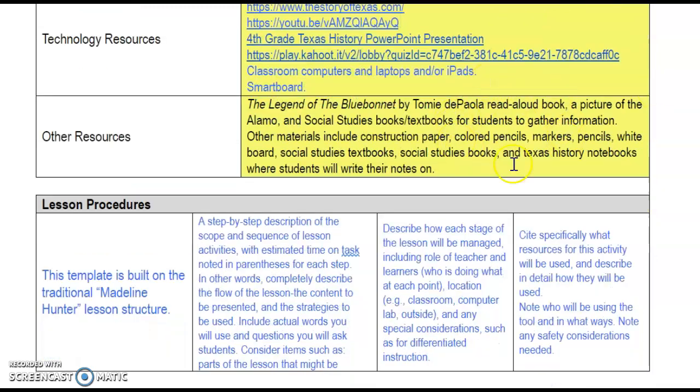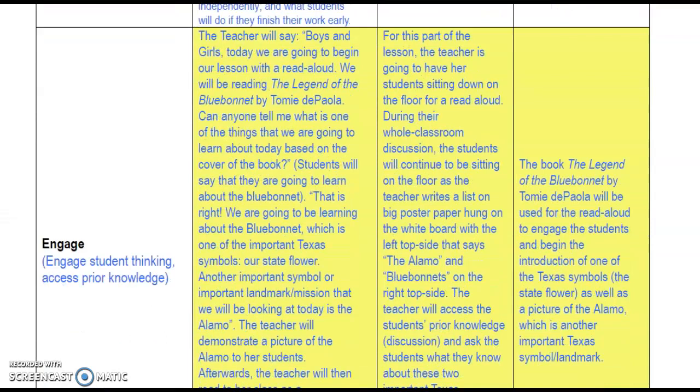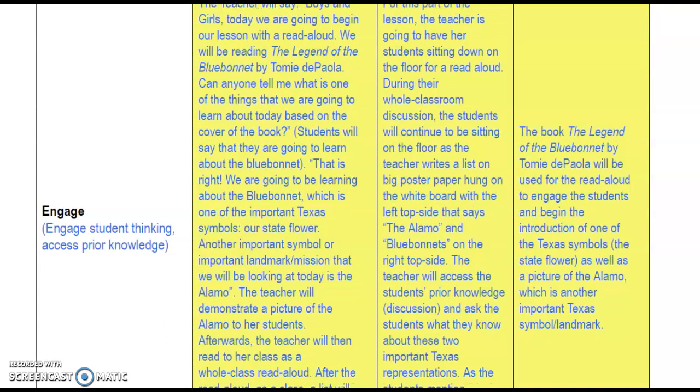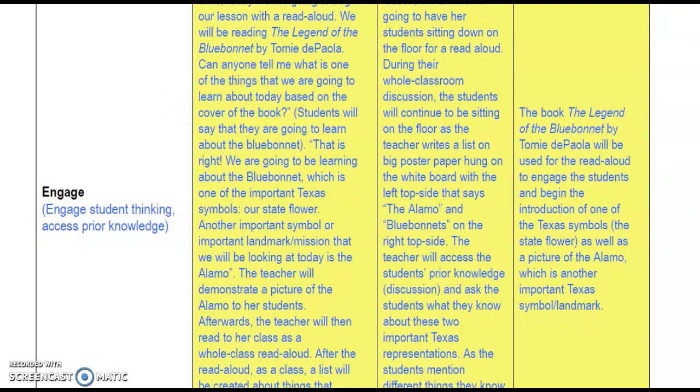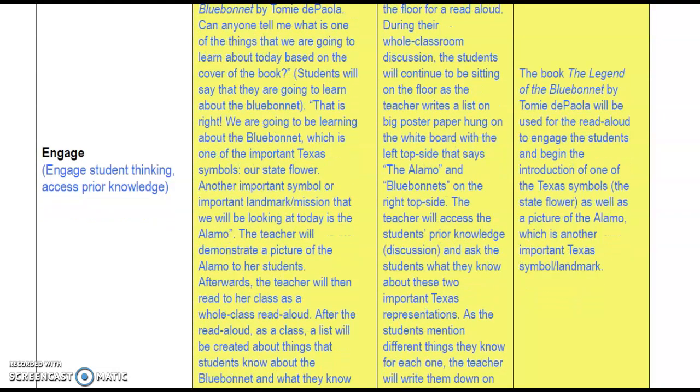Then here are my other resources I'm going to be using throughout the lesson. Okay, so for my engage part, I plan to read the book The Legend of the Bluebonnet by Tomie dePaola, and I feel like that's going to be a great way to get students' attention.